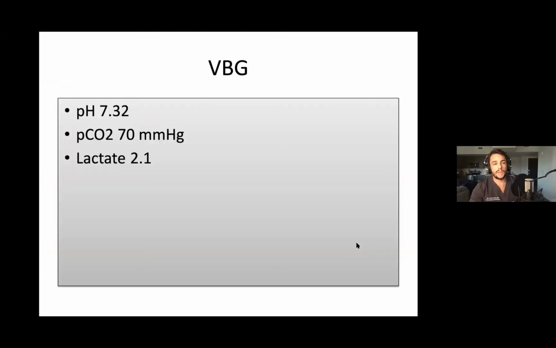Okay, VBGs. So when we do blood work, sometimes we get VBGs. We get these on emphysema patients, COPD patients, chronic obstructive pulmonary disorders. And two of those are emphysema and chronic bronchitis. So those are the two different types of COPDs.